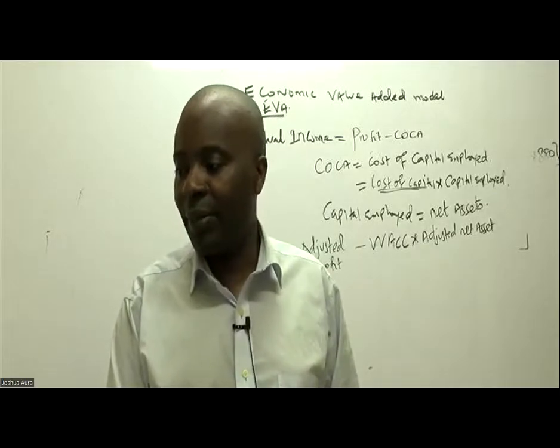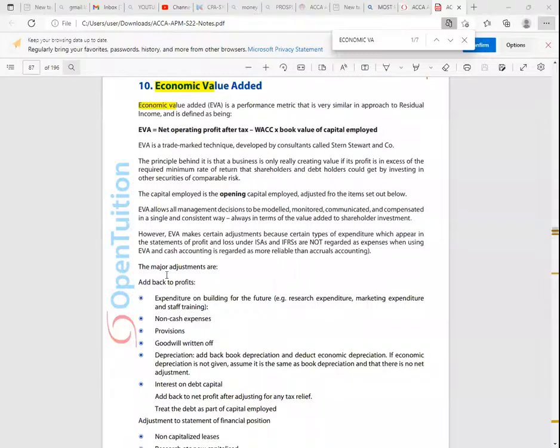And I would want to project something here so you can go now through these notes having discussed them. So you're saying that the economic value added model is a performance metric that is very similar in approach to residual income and is defined as EVA is net operating profit after tax minus WACC times book value of capital employed. EVA is a trademark technique developed by consultants called Stewart and company. Don't cram that. There is no examiner who will ever ask you that kind of a silly question.